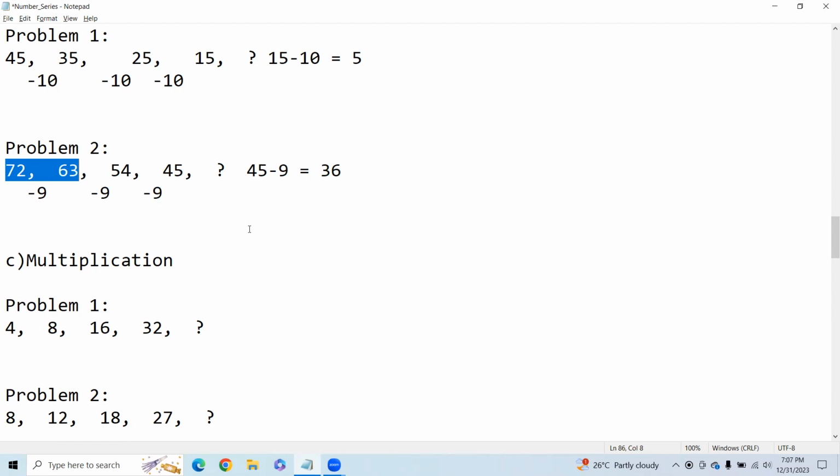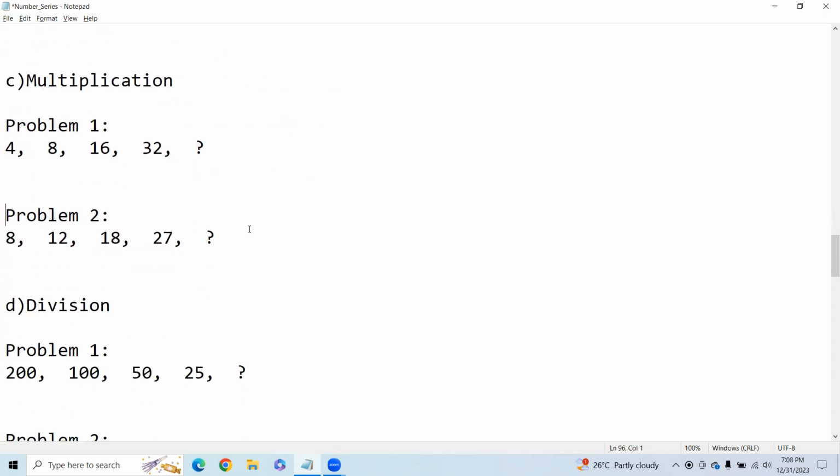Every time we are subtracting 99999 from this. Now let's look at the third approach for solving the number series problem, multiplication. So you see the numbers 4, 8, 16, 32. Are they in increasing order? Yes. So we can check the addition pattern first.